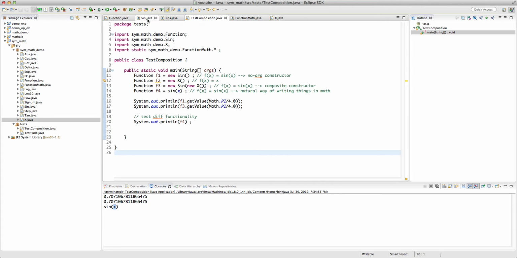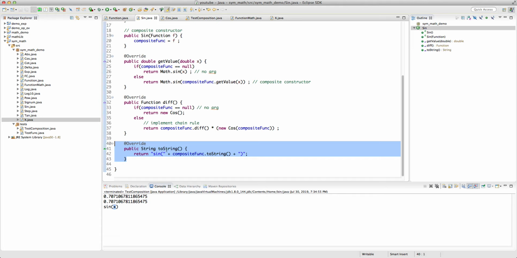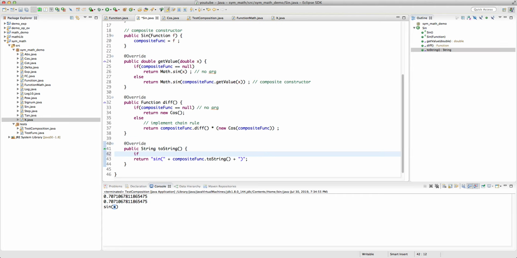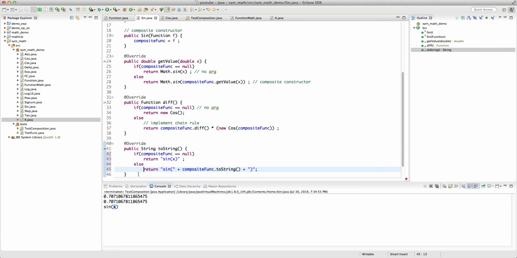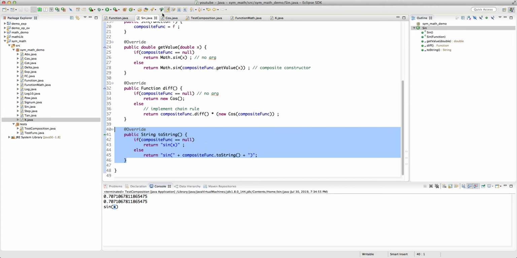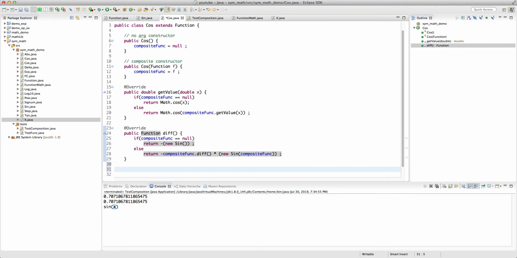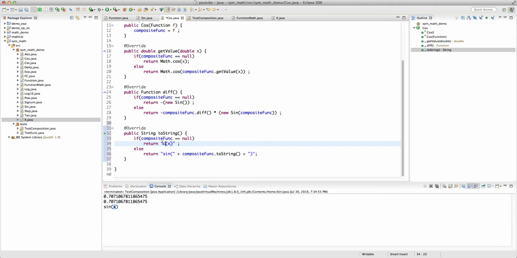And let's go for the cosine. We do the same thing. So basically in the toString method, actually we should check if composite function is null or not. Return basically sine of x, else return this. So this is the general template for the toString method for our functions. For cosine we just have cosine, cosine, composite function. Okay.